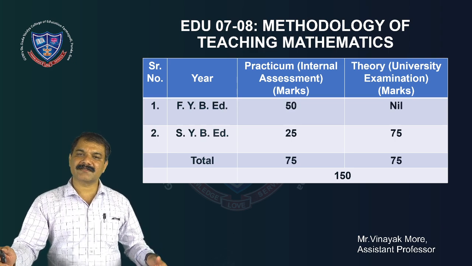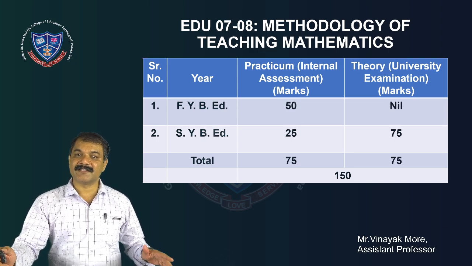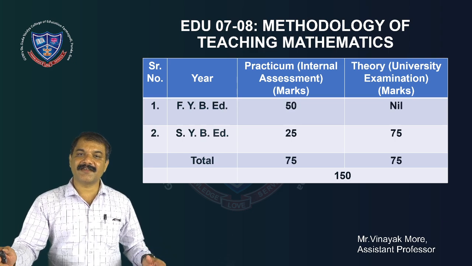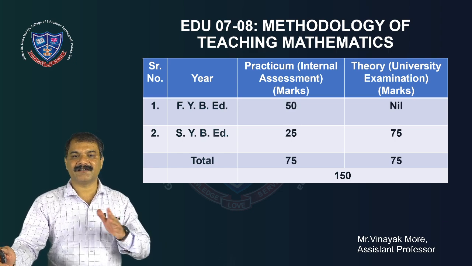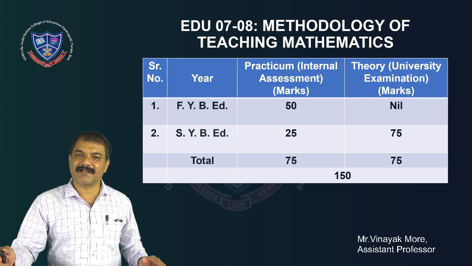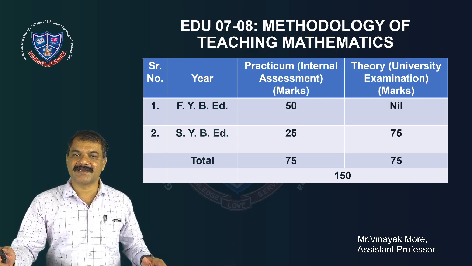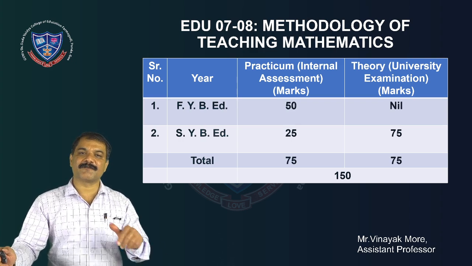If you look at this table, you will find this subject has internal 75 assessment and university examinations for 75 marks. So 50-50 weightage is there as far as the assessment of this paper is concerned.